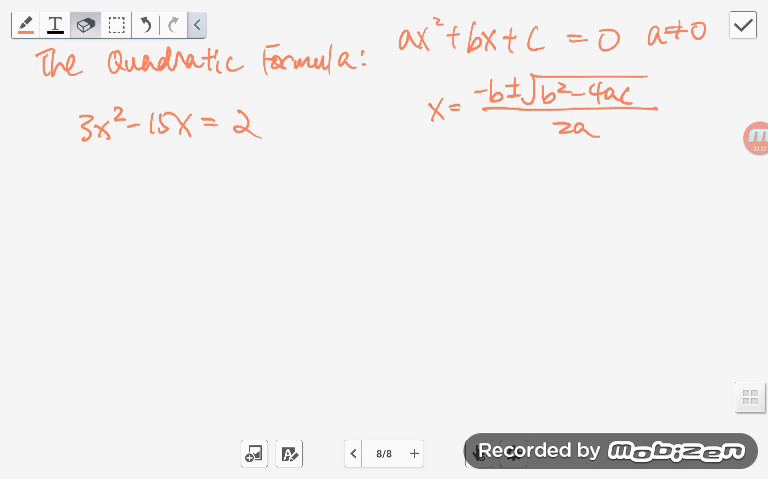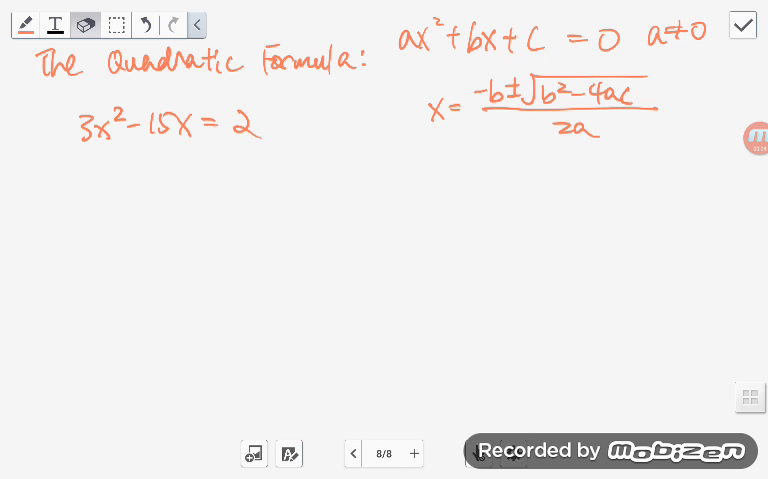Hi, in this video I'm going to show you guys the quadratic formula. If you already knew this, please skip the video. If you're not sure, even if you are 1% not sure, please continue on. Now, the quadratic formula is very useful. It solves almost any quadratic equation.